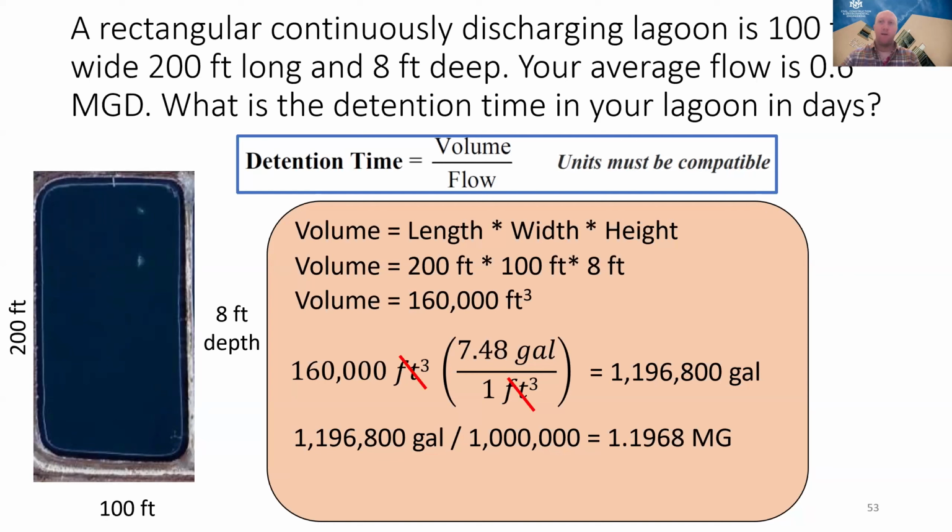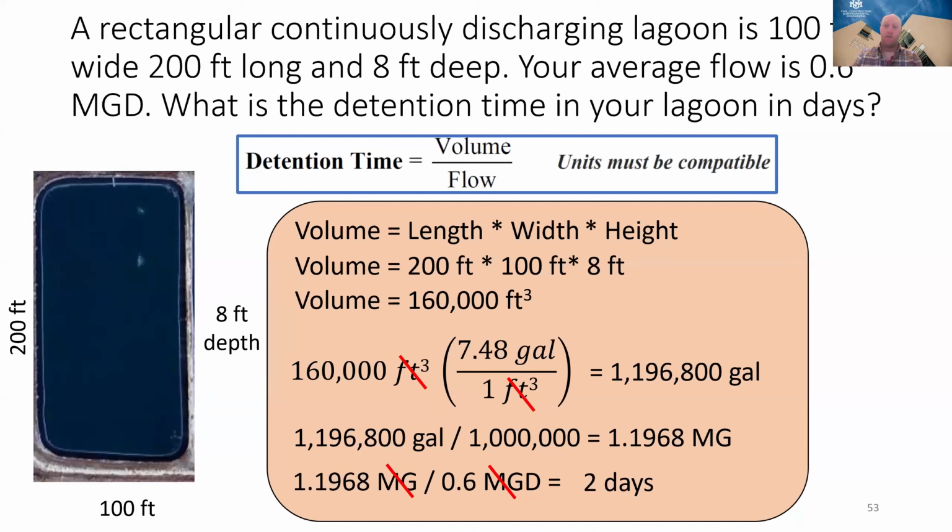I'm going to plug those into that equation. So our detention time is our volume, which we just calculated as 1.1968 million gallons, divided by 0.6 million gallons per day. And so we're going to cross out those million gallons, and then we end up with 2 days.